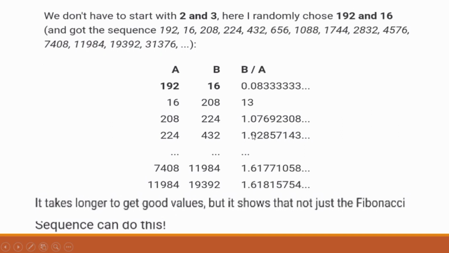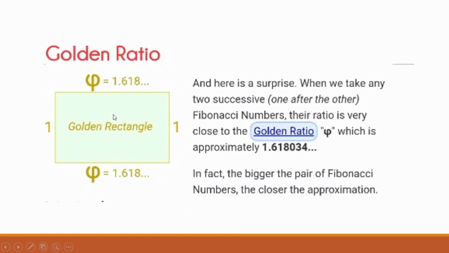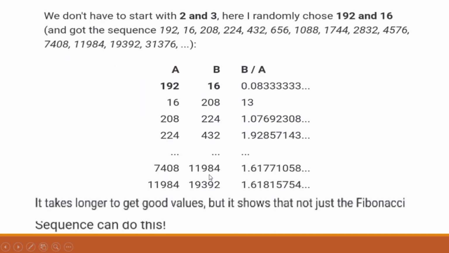Here, kahit malaki siya, mapupunta pa rin tayo dun sa value na 1.6 or 1.618 or 1.62. Kasi tingnan ito, 19,392 divided by 11,984, nagkaroon din siya pa rin ng value na 1.61. So, yung value ng golden ratio natin is 1.618. Okay, class?